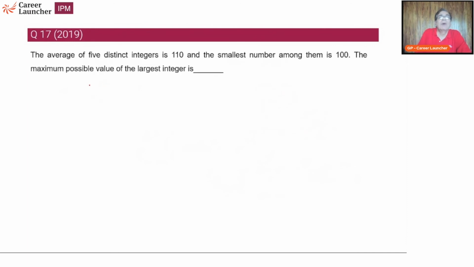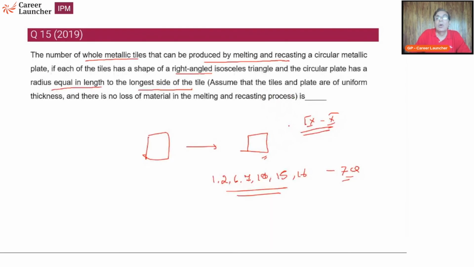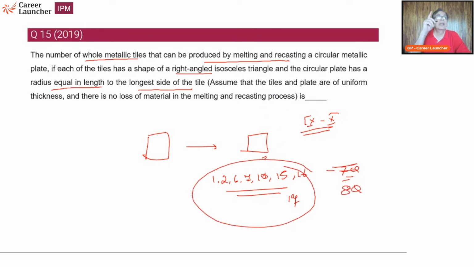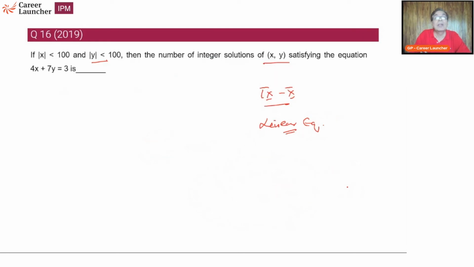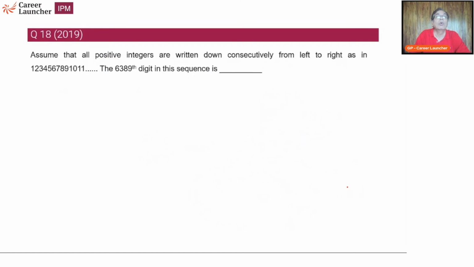17. Oh, we found our 8th question. Average of 5 distinct integers is 110. Smallest among them is 100. Maximum possible value of the largest integer, from class 9, 10. Average is something that we know of, and this is our question number 8. So question 17 is to be attempted definitely. And along with these, if I add question 17, how many questions have we got? We have achieved our target of 8 questions in this paper of IPMAT 2019. But remember, there are 3 more questions left. Let's look at those questions also.